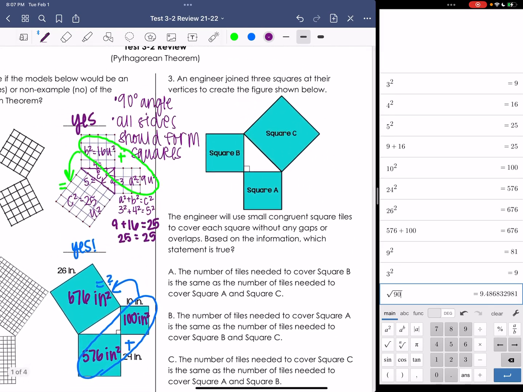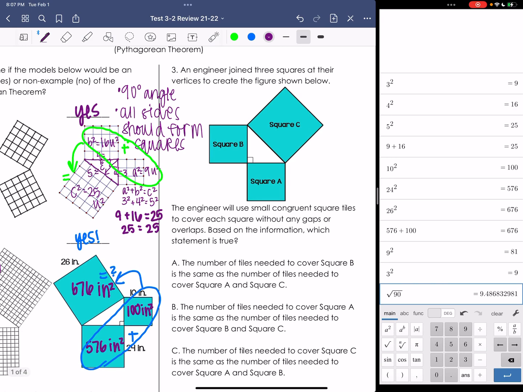So number 3 says an engineer joined 3 squares at their vertices to create the figure shown below. The engineer will use small congruent square tiles to cover each square without any gaps or overlaps. Based on this information, which statement is true? So again, remember when we went over examples and non-examples of the Pythagorean theorem, when we add together the 2 smaller sides of our right triangle, it should add up and equal the area of our largest side. So keeping that in mind, the area of square A and B should cover the area of square C.